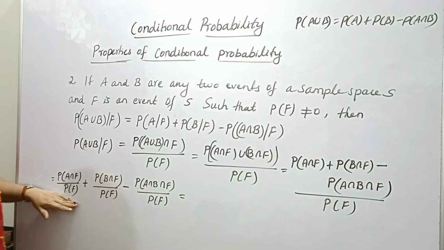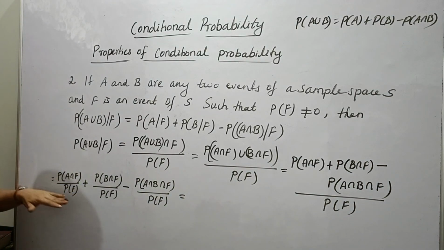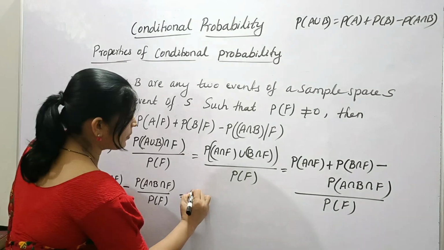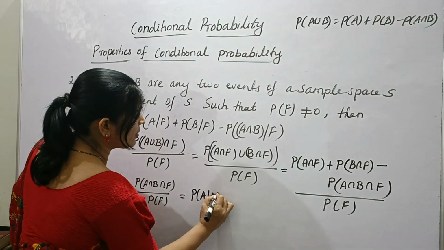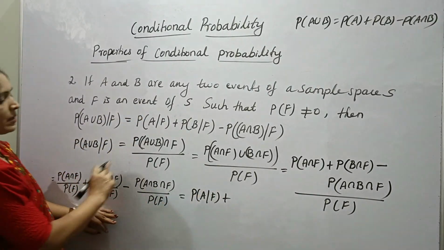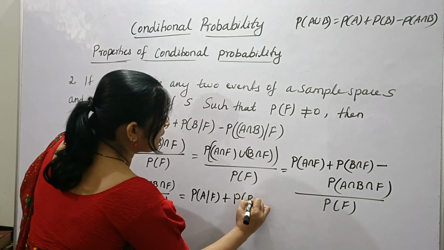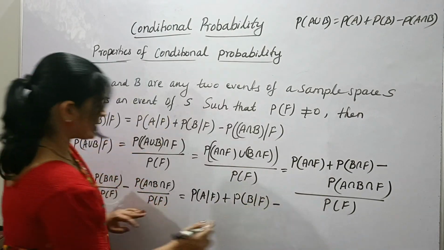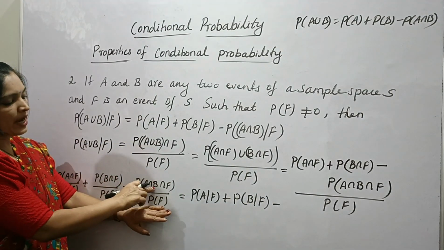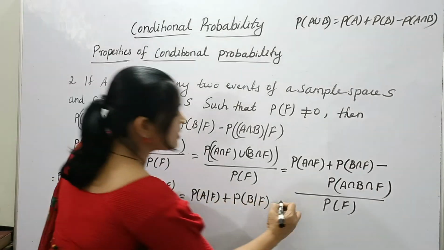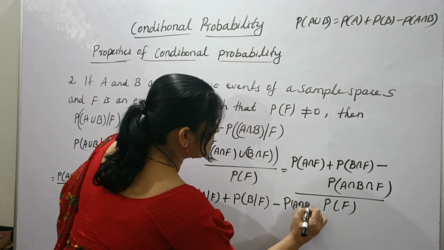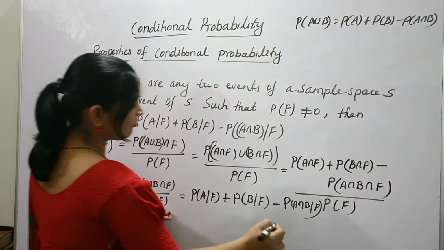Okay, so what is it? By the conditional probability formula, we can write probability of A intersection F divided by probability of F is nothing but probability of A given F, right? Probability of A given F plus probability of B given F minus probability of A intersection B given F.